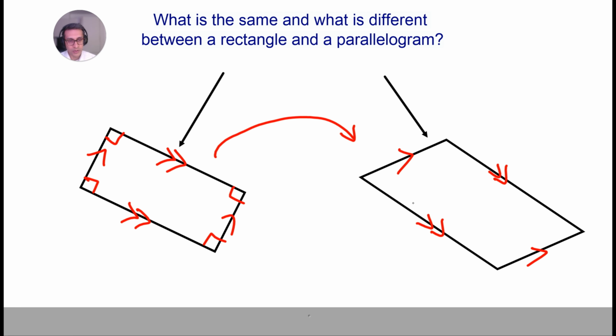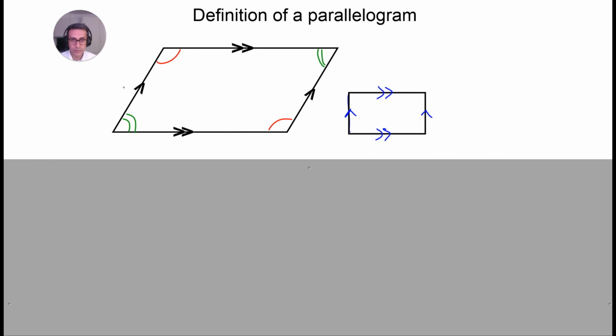Now, a rectangle is technically just a special case of a parallelogram, because a parallelogram is a shape with just two pairs of parallel sides. Well, a rectangle also has two pairs of parallel sides. It just so happens that the vertices meet at right angles. So it's just something to be aware of. And that's going to help us to have a clear definition of a parallelogram.